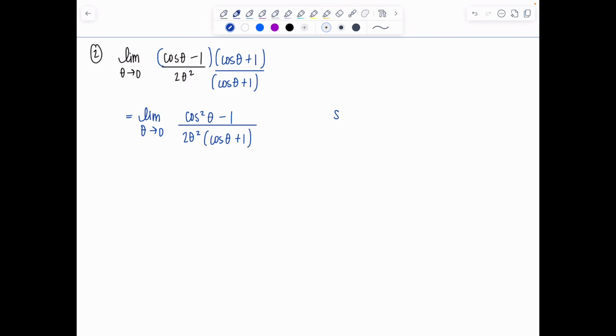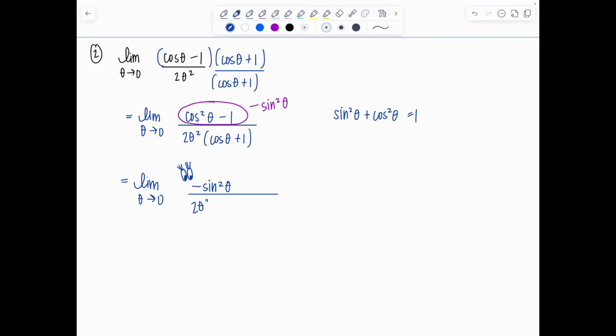Now, remember sine squared theta plus cosine squared theta is 1. So if I have cosine squared theta minus 1 in the numerator, this is all actually equal to negative sine squared theta, okay? If it was the other way around, 1 minus cosine squared theta, that's when it's sine squared theta. So don't forget this negative. A lot of students forget this part, so I'm going to put the little watch out eyeballs here. This is a dangerous moment. Over 2 theta squared times cosine theta plus 1.